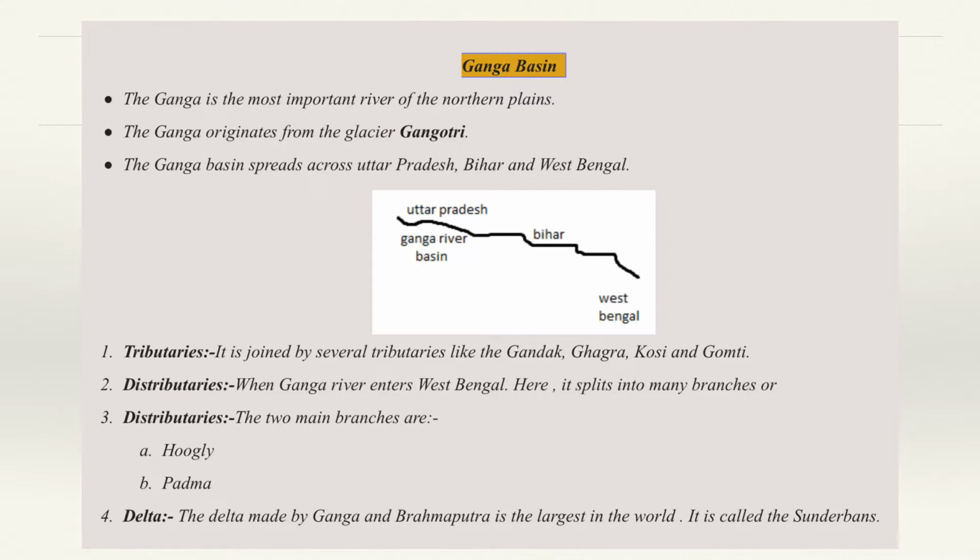After flowing through Uttar Pradesh and Bihar, the Ganga enters West Bengal. Then it splits into distributaries. The two main branches are Hooghly and Padma. Hooghly flows through Kolkata and then into the Bay of Bengal, and Padma enters Bangladesh.